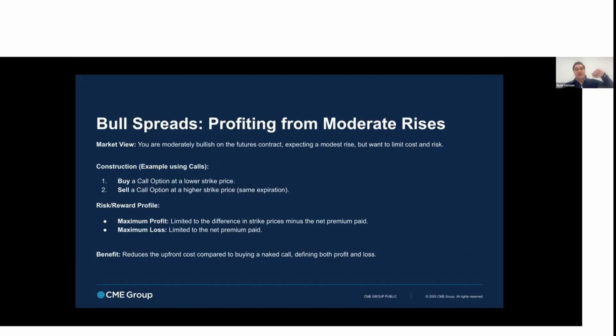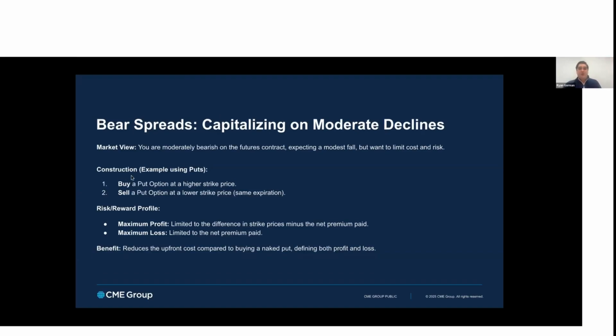And kind of just the reverse, the opposite of that, is your bear spreads. So your bear put spreads. What this is doing is the inverse. It's capitalizing on moderate declines. So basically, you're moderately bearish on the futures contract, expecting prices to fall. But again, you want to limit cost and risk. The construction of this is very similar. It's just simply the opposite. You're buying a put option at a higher strike price, and then you sell a put option at a lower strike price. So what this does is it helps you establish that position.